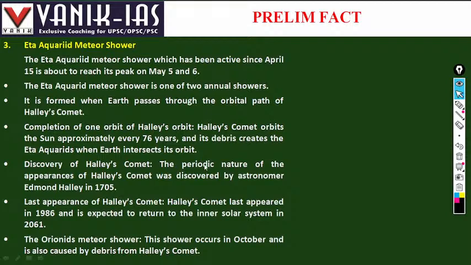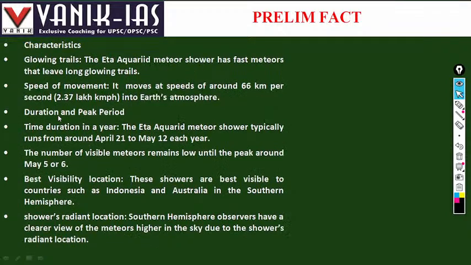Discovery of Halley's Comet: the periodic nature of the appearance of Halley's Comet was discovered by the astronomer Edmond Halley in 1705. Last appearance: Halley's Comet last appeared in 1986 and is expected to return to the inner solar system in 2061. The Orionids meteor shower occurs in October and is also caused by the debris from Halley's Comet.